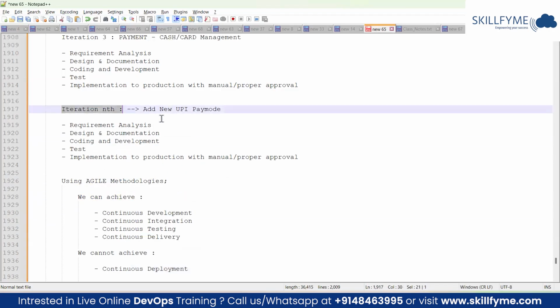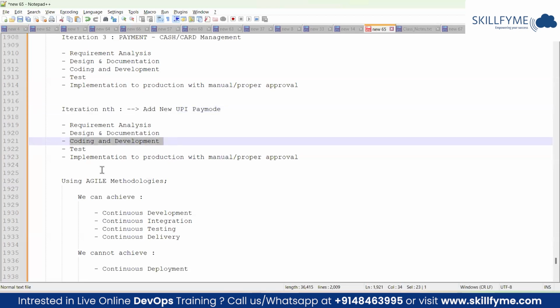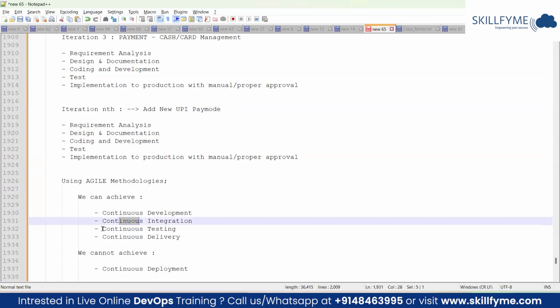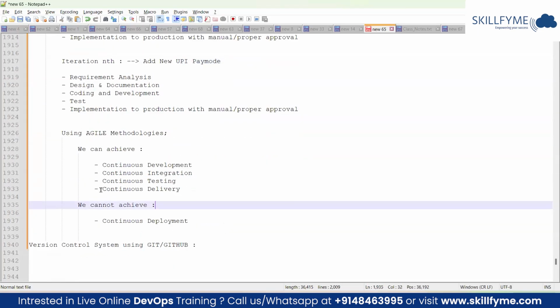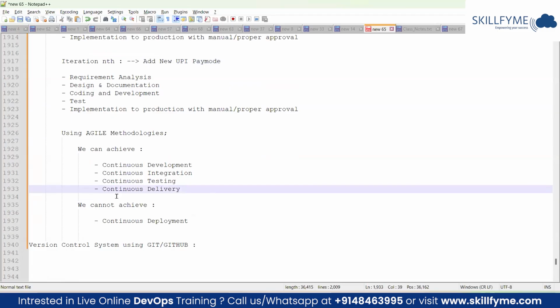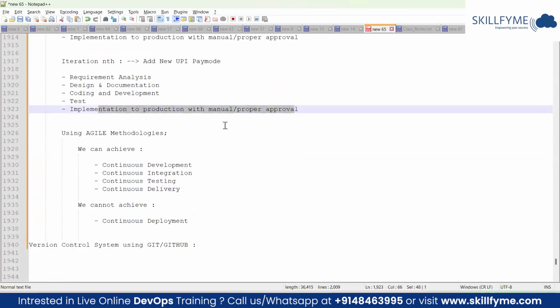Whenever we get a new requirement, the development team should be capable of developing it without wasting the developer's productivity. We can implement it. Similarly, once changes are ready, we can integrate things for further testing, and we can do continuous testing there through some automation. And continuous delivery means it is a process of delivering a product to the production environment with proper approval.